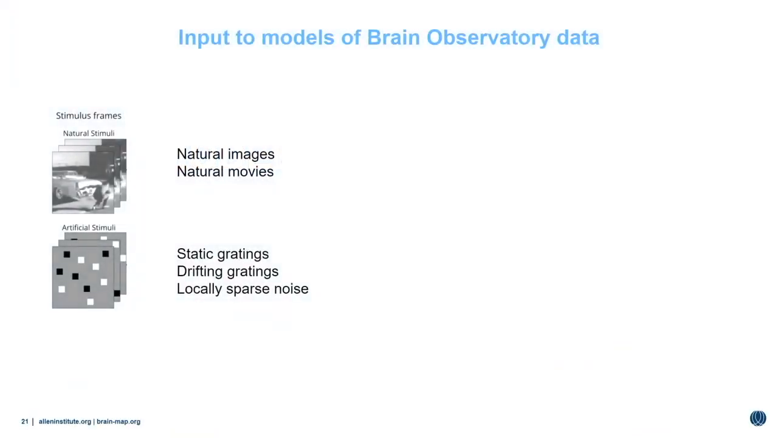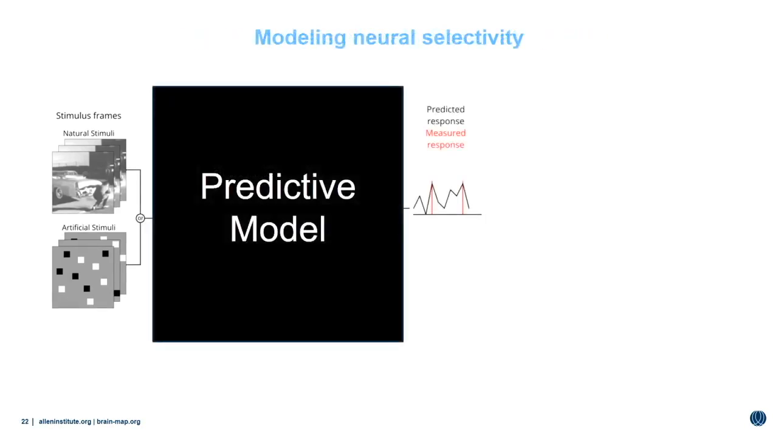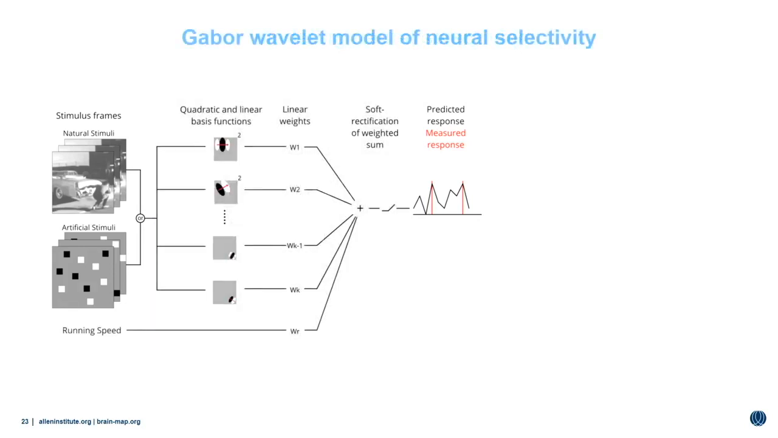So we're going to model the Brain Observatory data, and we're going to model the natural stimuli separately from the artificial stimuli. So we're going to look at the natural images and movies together, and then the static gratings, drifting gratings, and locally sparse noise together. So we can see which type of stimuli allows us to create the most predictive models. And so we're going to build a predictive model that takes these stimuli as input and then outputs a predicted response. And we're going to fit this model to one set of data and then test it on a separate set of data.